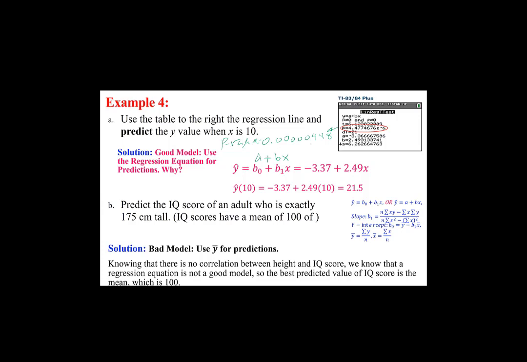That's the concept. I have a question. Where did you get the mean of 100? It's given, right there in part B. IQ scores have a mean of 100 and standard deviation of 15. So in general, mu is 100 and sigma is 15. Okay, that is regression, least squares property, and residual plots.